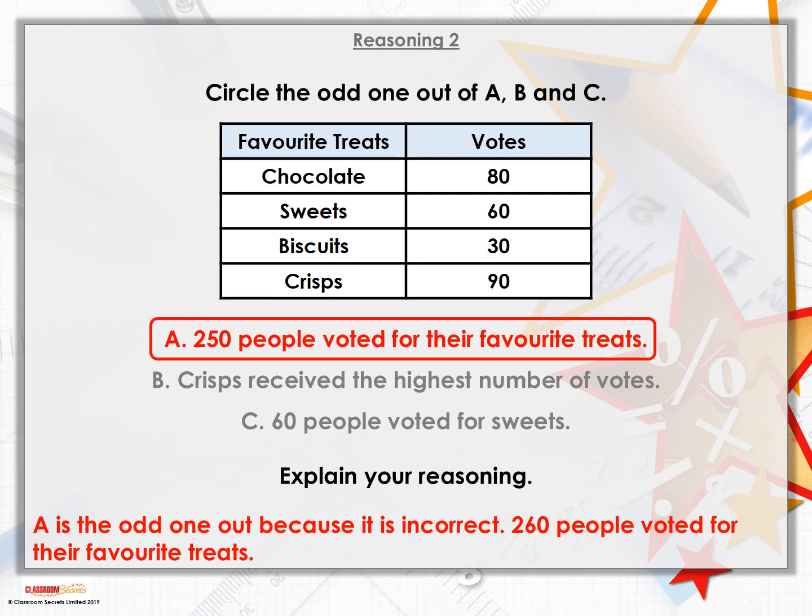Crisps received the highest number of votes. That's true, it did. It received 90 votes. It was the highest in the table. And 60 people voted for sweets. So if we go to sweets, that's correct. 60 people did vote for sweets. So that one was hopefully pretty straightforward.